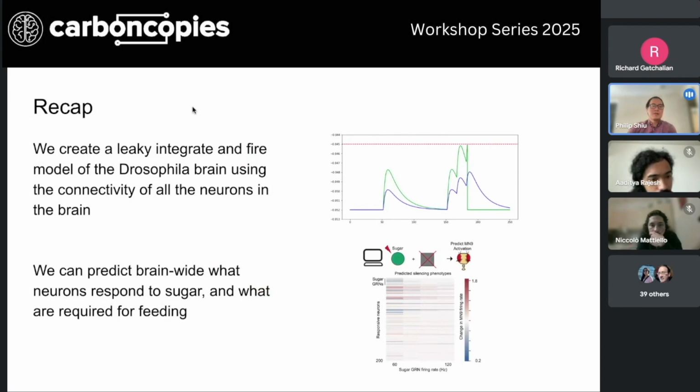Okay, so to summarize so far, we can create this leaky integrate-and-fire model of the entire fly brain using the connectivity of all of the neurons in the brain.